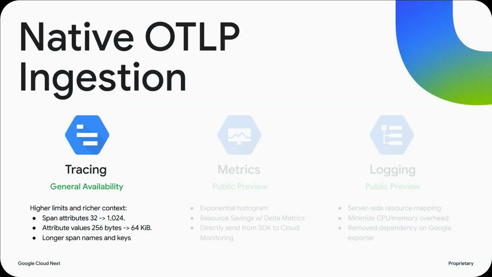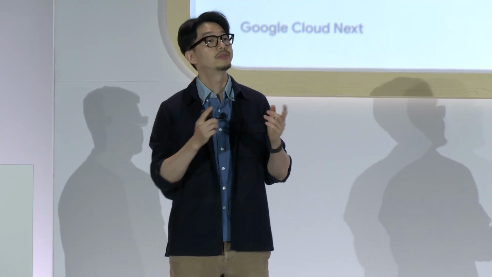For trace, ingestion has been GA since last year. As part of this launch, we were able to significantly increase the size limit. So if you're running any Gen AI workloads, you know that they generate large spans and large traces. This is the high throughput engine you've been waiting for, so that you can send even richer context as part of your telemetry to your backend systems.